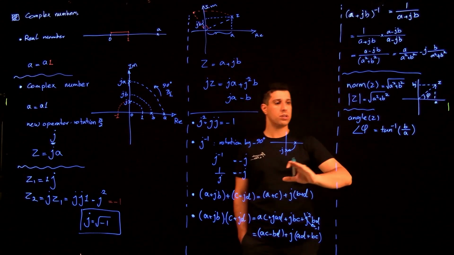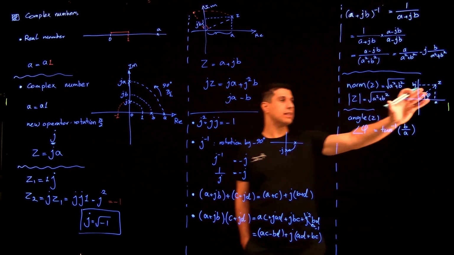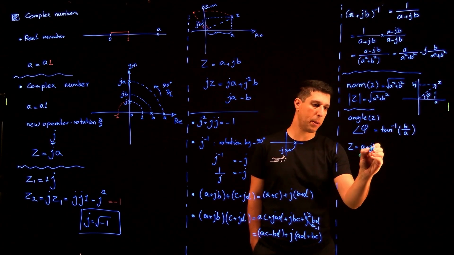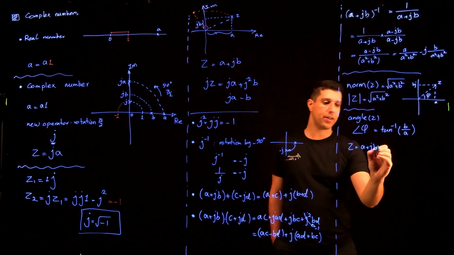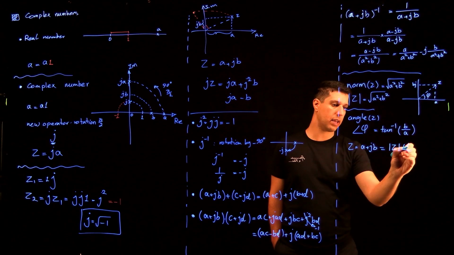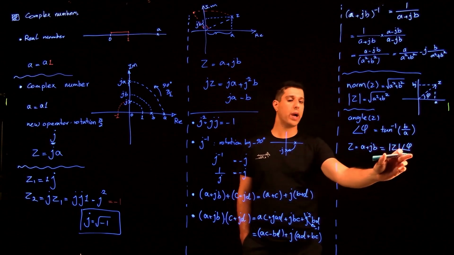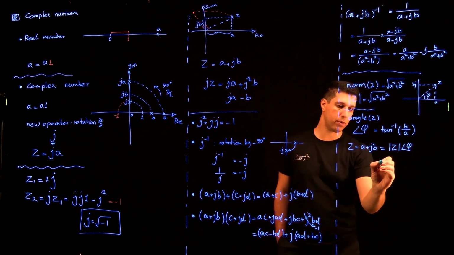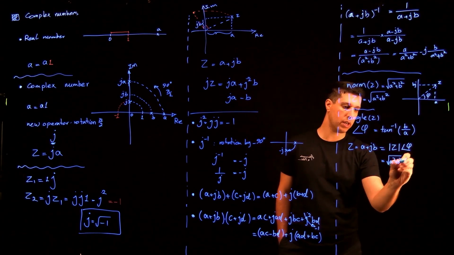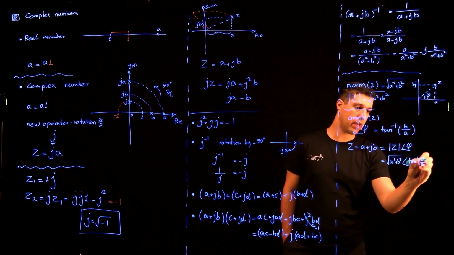If we know the norm and the angle of a complex number, we can represent the same number, z, which is a plus jb. It's a different notation to write the same number. We can write it as norm and angle phi. These are two ways of writing the same number. If I want to spell it out, it's going to be square root of a squared plus b squared, tan inverse of b over a.